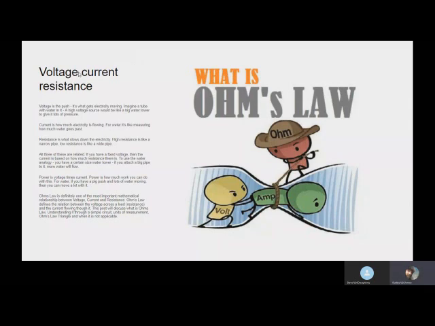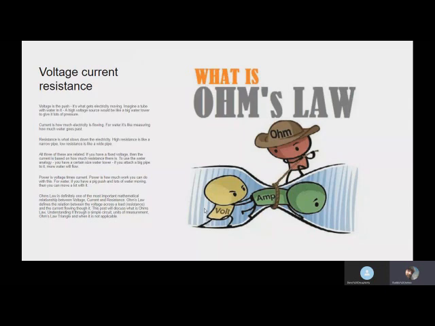Voltage is the push. It's what gets electricity moving. Imagine a tube with water in it. A high voltage source would be like a big water tower to give it lots of pressure. Current is how much electricity is flowing. For water, it's like measuring how much water goes past.